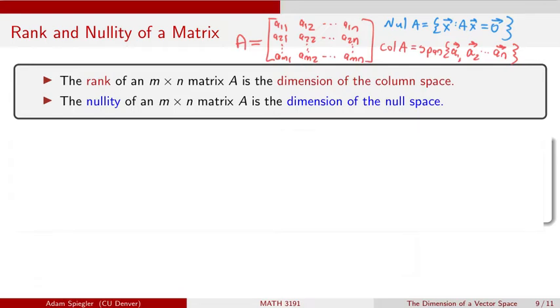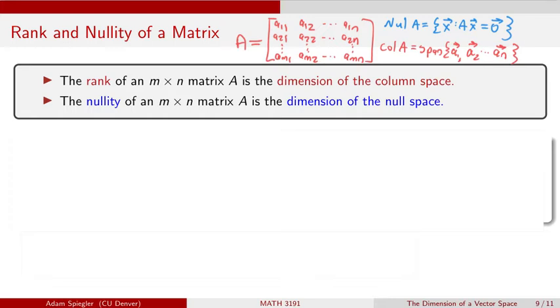So just recall that the null space of matrix A we define as the set of all vectors x that are solutions to the homogeneous equation Ax equals the 0 vector. And the column space of matrix A is equal to the space that is spanned by the n different column vectors of matrix A. And so the dimension of the column space, that is what we call the rank of matrix A. And the dimension of the null space, we call that the nullity of matrix A.